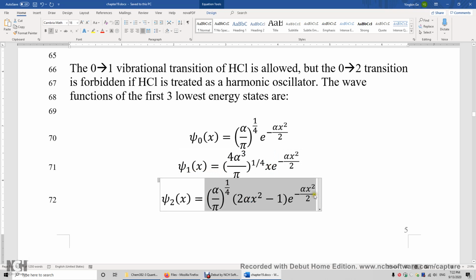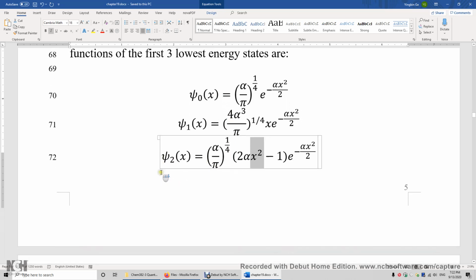Over here, you get an even function again. If you change the sign of x, you're not going to change the value of this function. It's an even function again. So you can probably imagine those eigenfunctions will be even, and then odd, and then even, and then odd, and then even. All right?